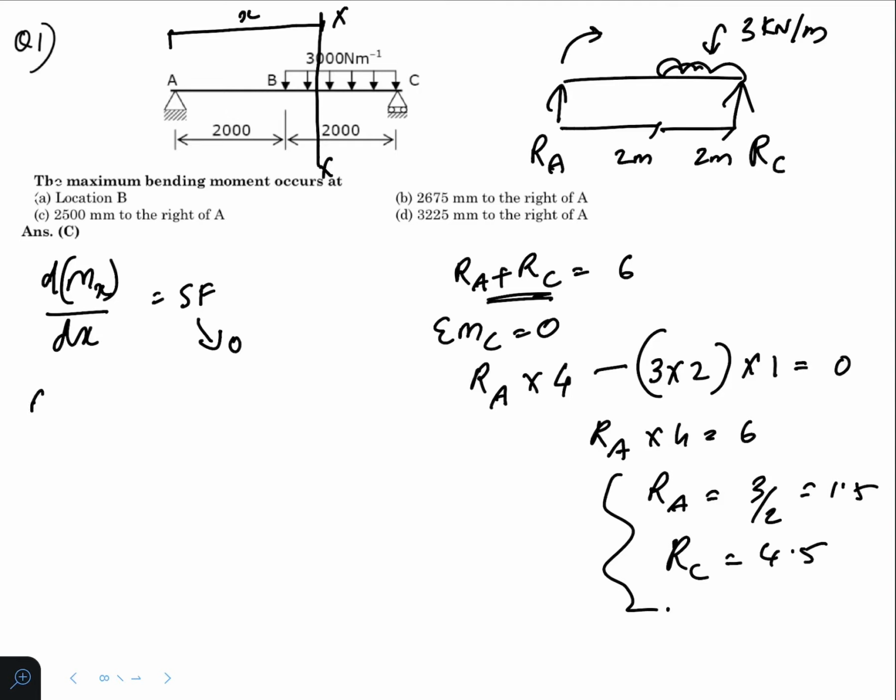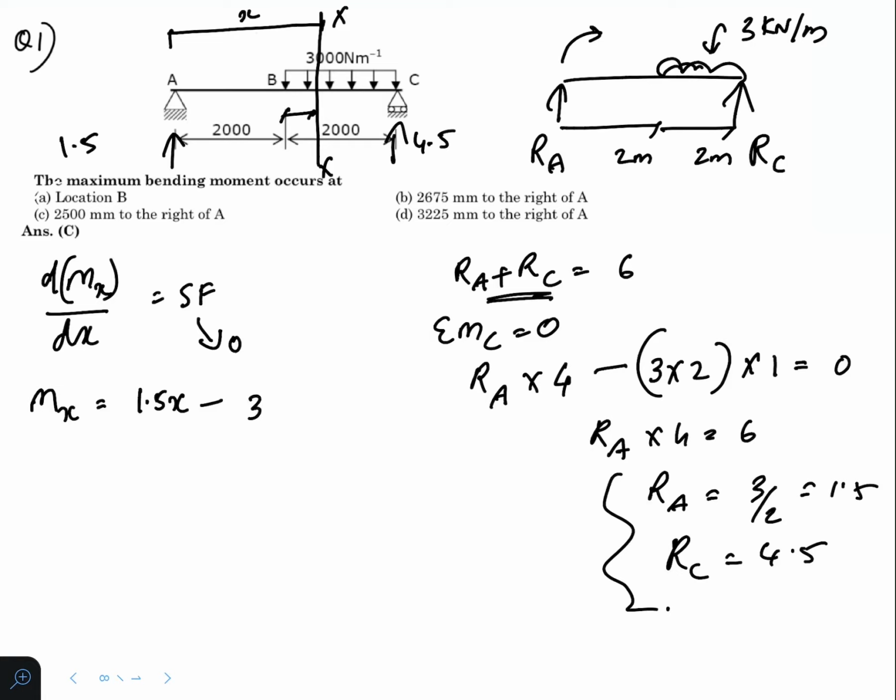Now we have to find the equation for M of x. We know that the RA value is 1.5 and the RC value is 4.5. So M of x is equal to 1.5 into x minus the 3 kilonewton per meter load into the distance into the centroidal distance. Since the total distance is x, this loaded distance from here to the section x will become x minus 2, as this part is 2 meter.